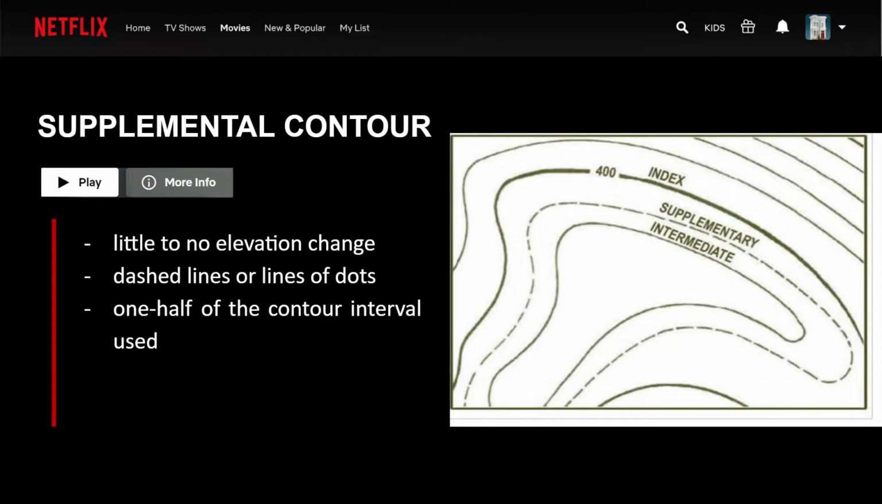The next type of contour is the supplemental contours. These are contour lines that are used to display the elevation when there is an area in the map where there is little to no elevation change, such as a flat terrain, or if you can see in a topographic map, there is a wide contour spacing. This can be symbolized as dashed lines or lines of dots. These lines are usually drawn at one half of the contour interval used. Next slide, please.